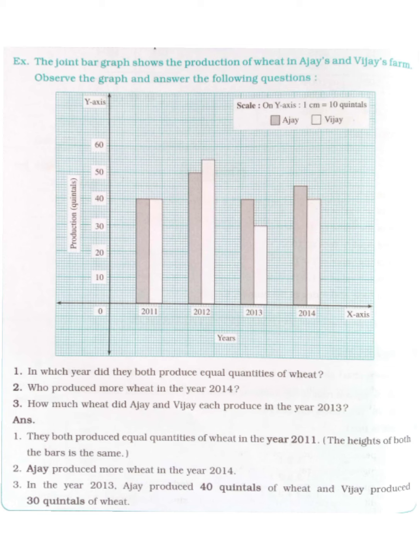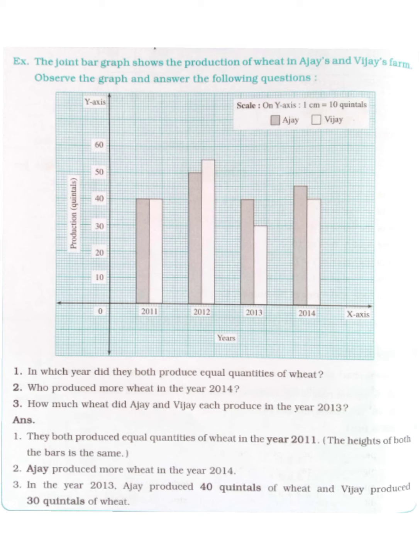In which year did they both produce equal quantities of wheat? Children, have a look at the graph now. In 2011, for both Ajay and Vijay, it is marked on 40. They are equal or same. So see the answer over here. They both produced equal quantities of wheat in the year 2011. The heights of both the bars is the same.